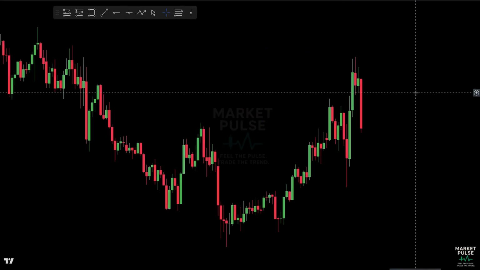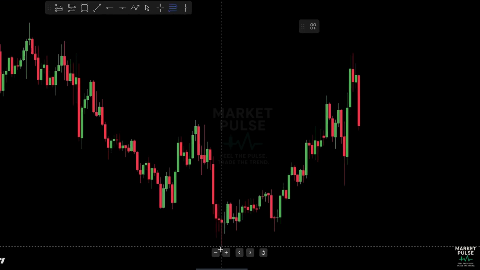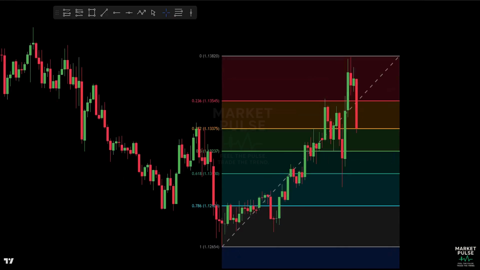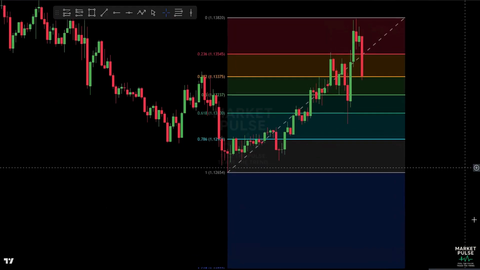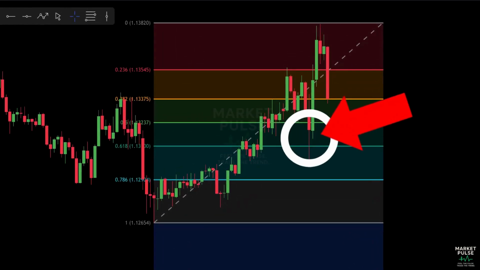Now, let's kick things off with one of the most essential tools every trader should have in their arsenal, the Fibonacci Retracement tool. This isn't just another fancy line on your chart. It's a proven method to spot potential pullback zones where price might reverse and continue following the trend.